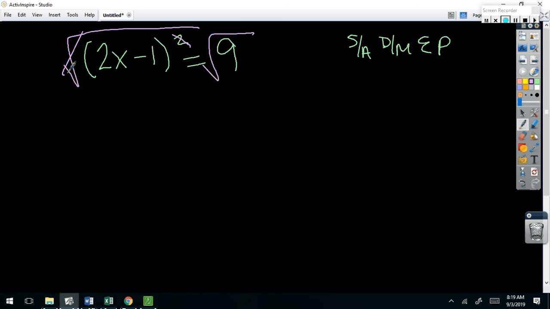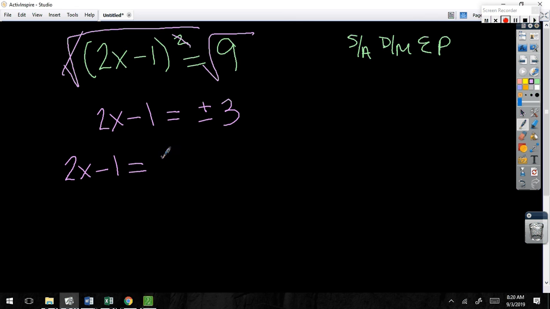This goes away. So I have 2x minus 1 equals what? How about plus or minus 3? Why is that important? Because it gives me two answers, okay? And here's what you're going to have to do with these two answers. You're going to have to say, okay, that means 2x minus 1 equals 3.